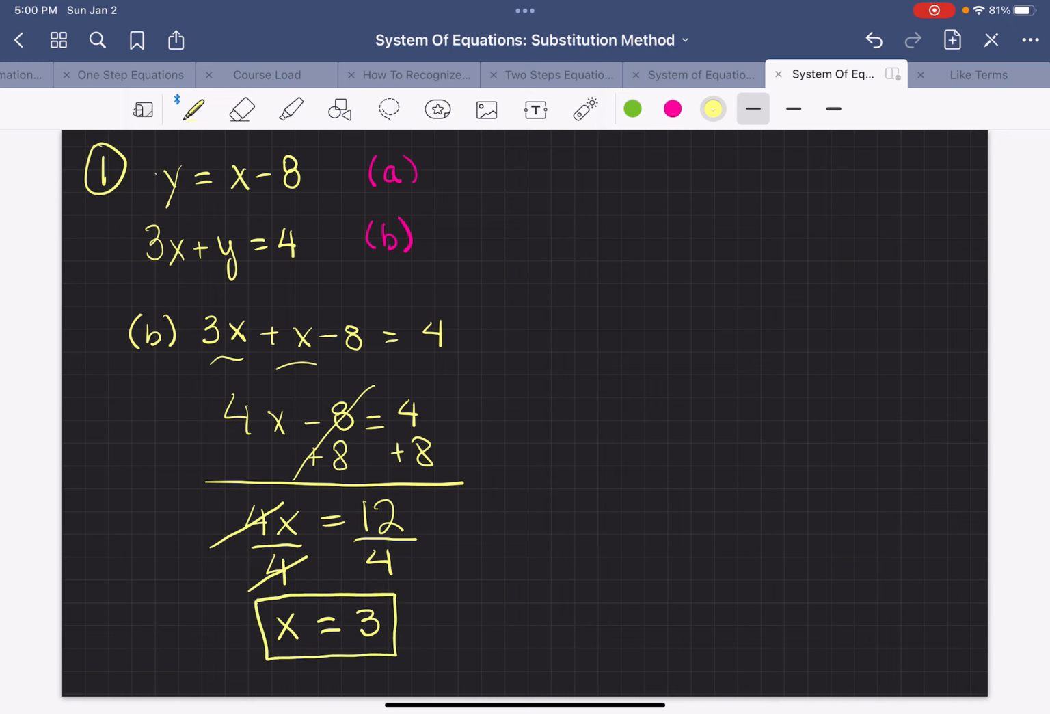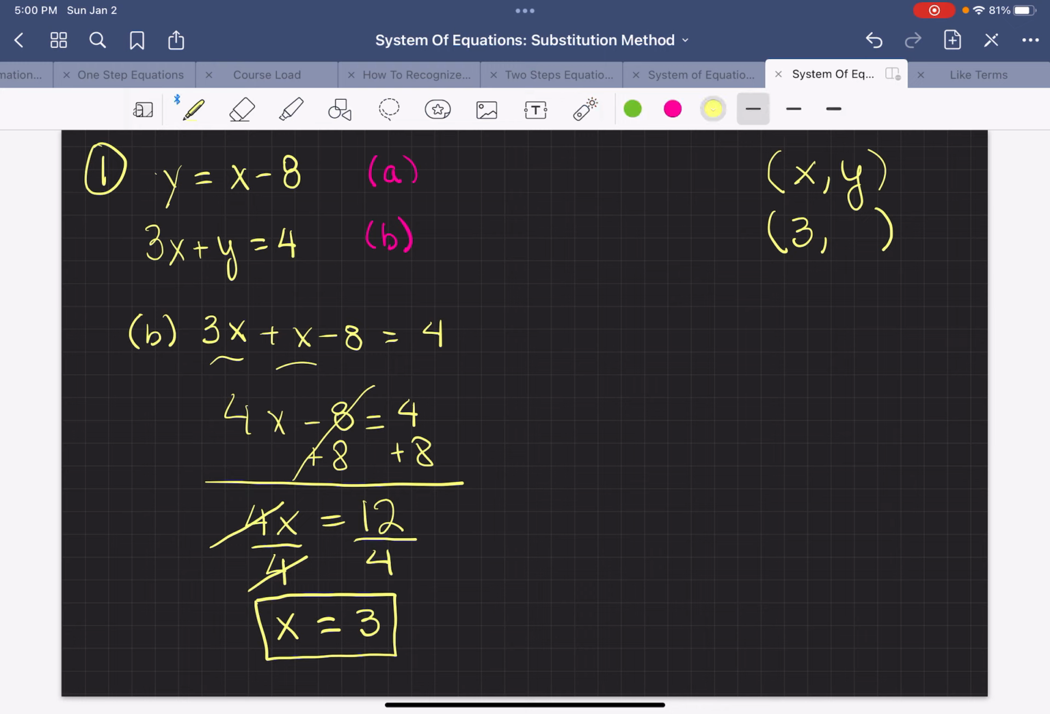Am I done? Not yet, because as I've said before, when you're solving a system of equations, you're finding a point where the two lines intersect. A point is x and y written like this. I just found x, so I know that x is 3, but I still have to find y to have my point. Look at equation A and have in mind that you have x and you're trying to find y. See how y is already isolated on equation A? The easiest thing to do will be then to use that equation.